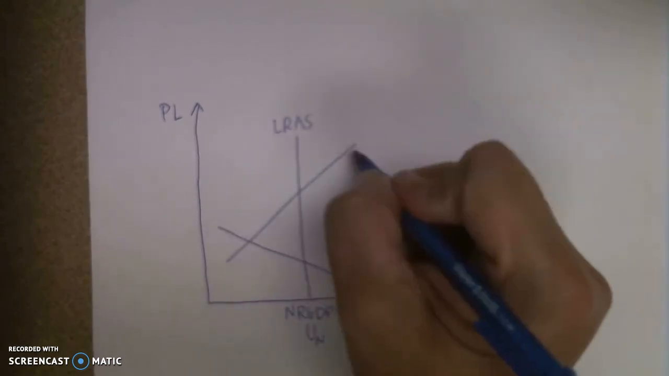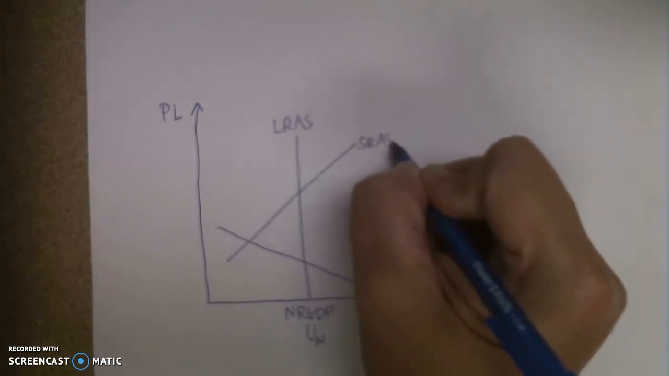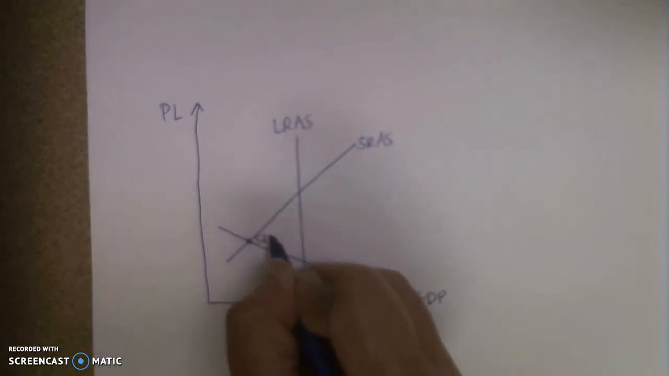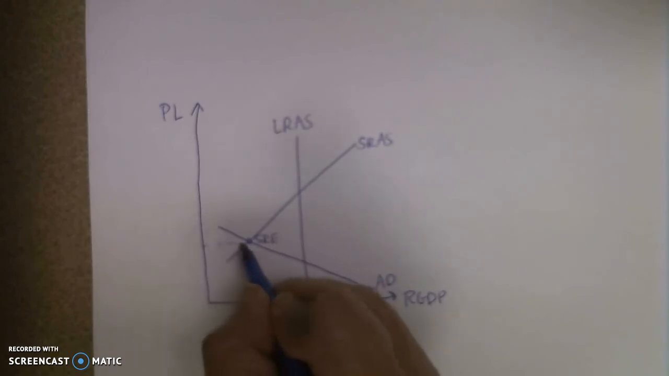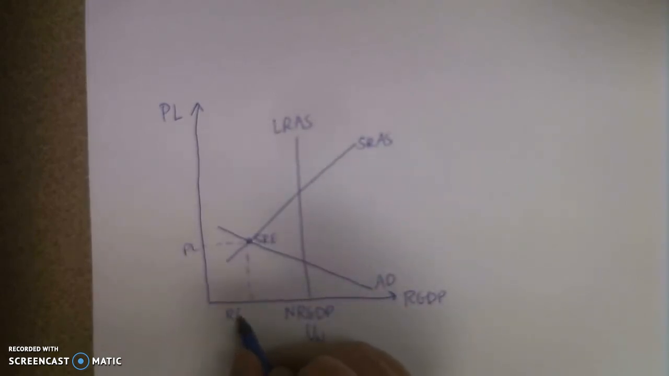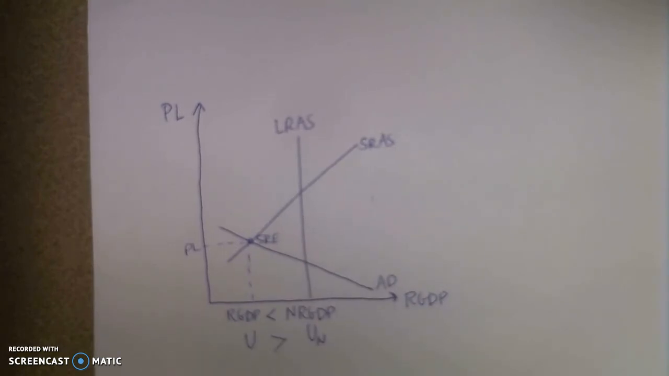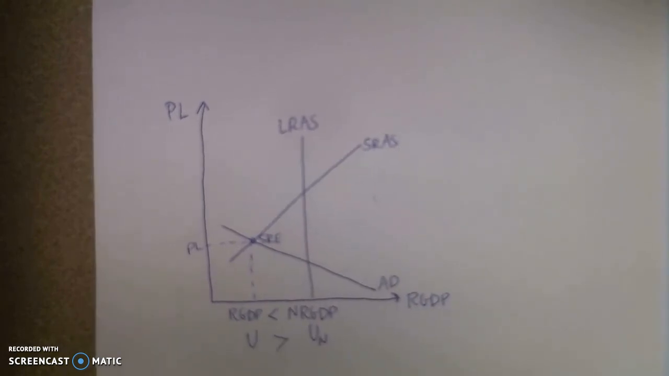And I just extended my lines already so that this would be my short run aggregate supply curve. This is going to be my aggregate demand curve. Where the two curves cross is my short run equilibrium. And for that short run equilibrium, that's where my price level begins. And this is where my real GDP begins. So real GDP is less than my natural real GDP, and my unemployment rate is greater than my natural unemployment rate.